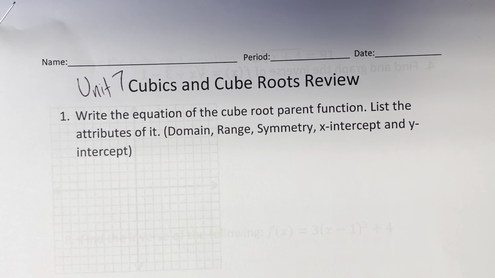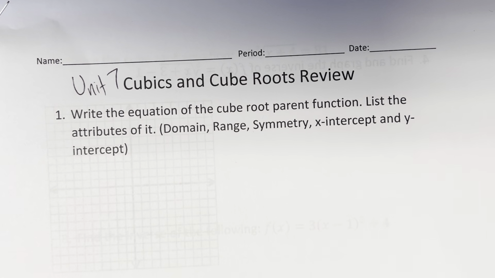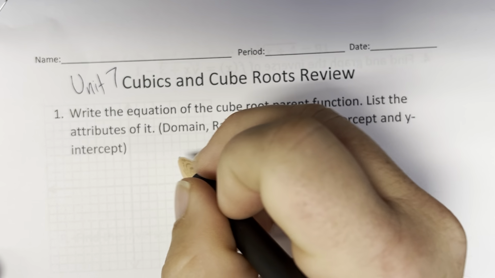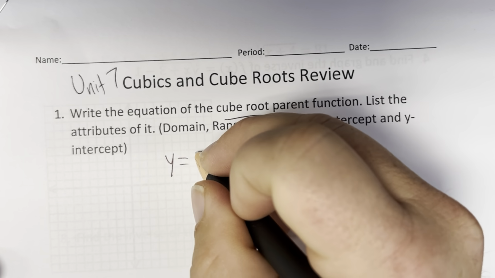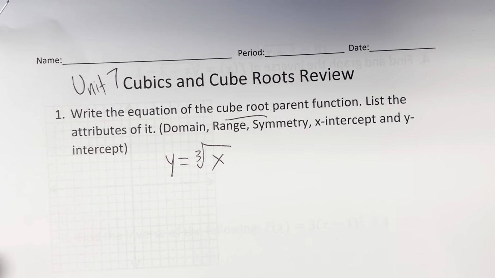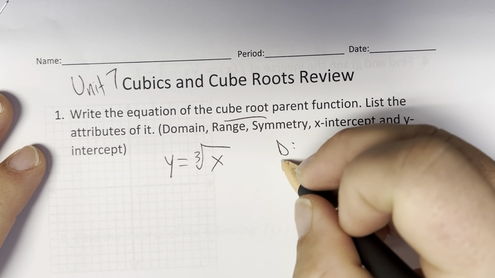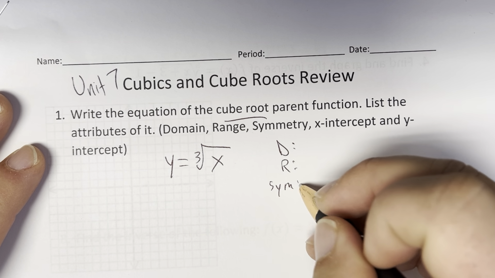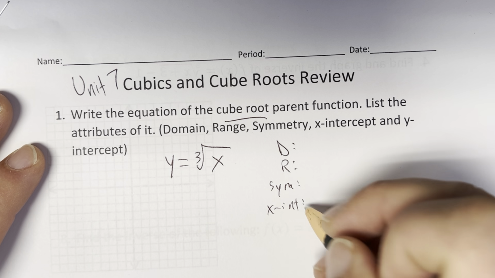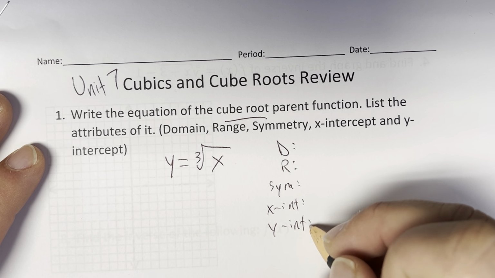All right, it's time for our Unit 7 review over cubics and cube roots. Number 1 says write the equation of the cube root parent function. And so the cube root parent function is y equals, or f of x equals, the cube root of x. And then list the attributes of it: the domain, the range, the symmetry, the x-intercept, the y-intercept.